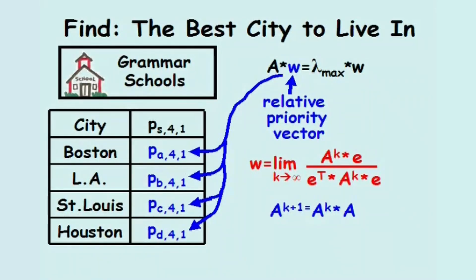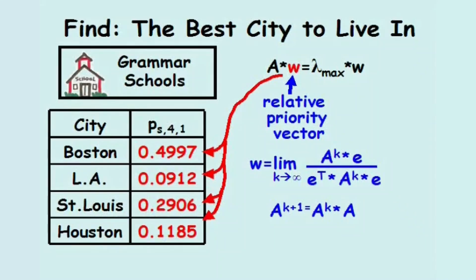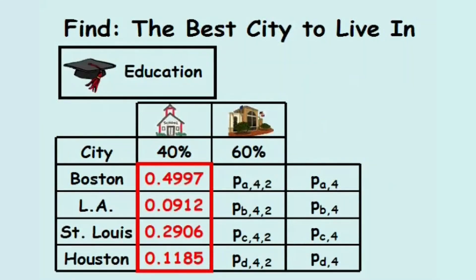The relative priorities for grammar school are 0.4997, 0.0912, 0.2906, and 0.1185 for Boston, Los Angeles, St. Louis, and Houston, respectively. Since the coefficient of inconsistency equals 0.009, the matrix A is sufficiently consistent, and the relative priorities are entered into the table.